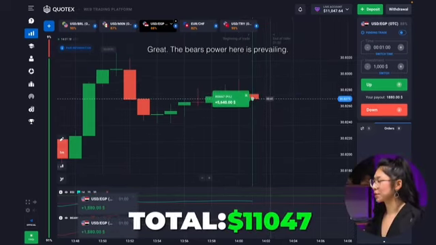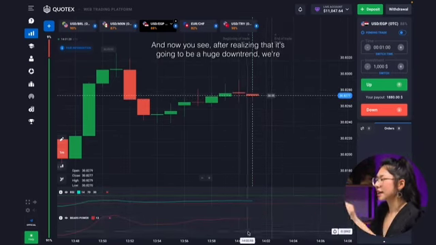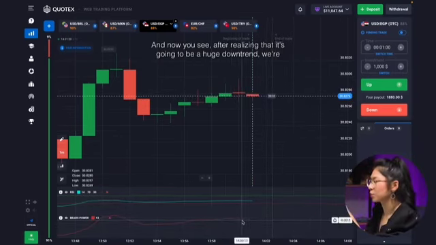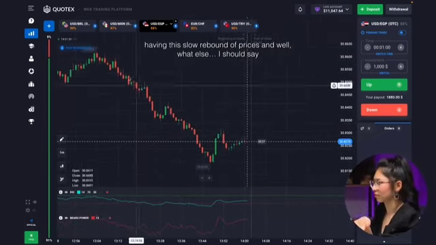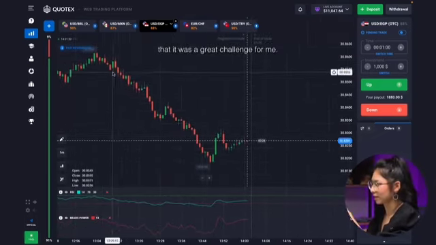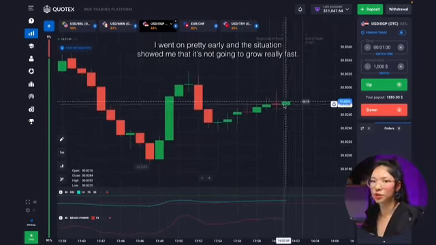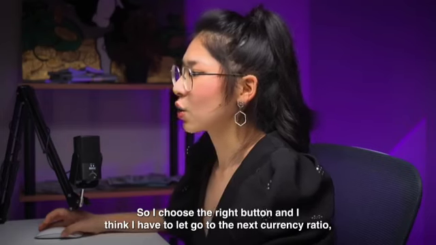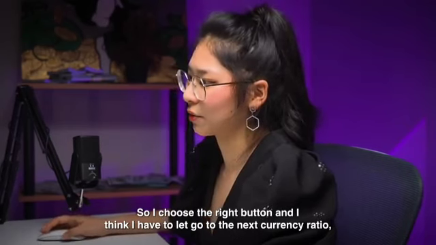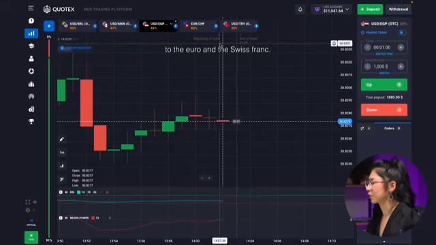Amazing guys, the bear's power here is prevailing and you see we had this round of the candlesticks and now we see after realizing that it's going to be a huge downtrend we have this lovely rebound of prices. And what else? I should say that it was a great challenge for me. I went on pretty early and the situation showed me that it's not going to grow really fast. So I choose the right button and I think I have to let go to the next currency ratio, to the euro and the Swiss franc.